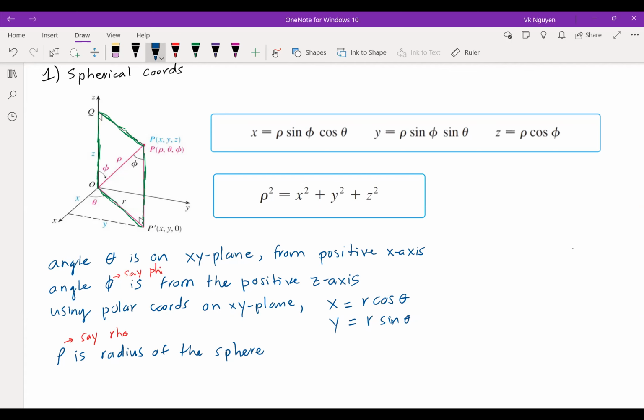Using what you learn in trigonometry or geometry, the angle phi and this angle phi, they are the same. This is very important. Look at this angle phi right here, and this angle phi, they are the same. So we have a rectangular plane. So how do you define the radius r? Rho sine phi.